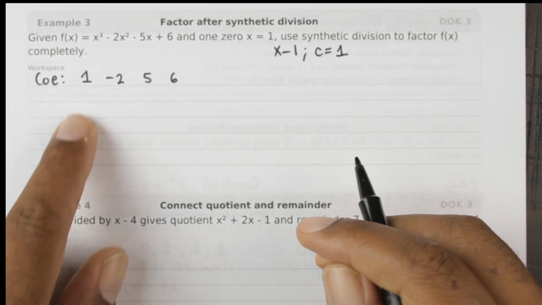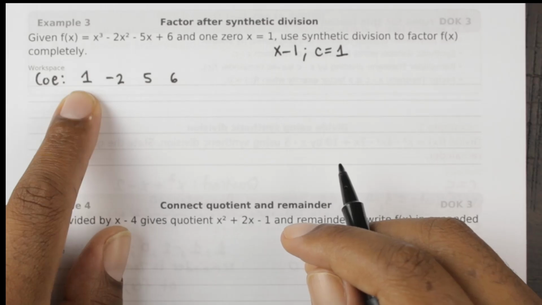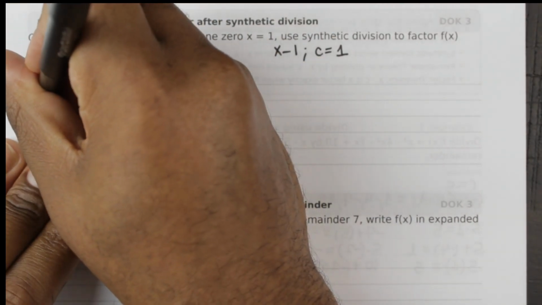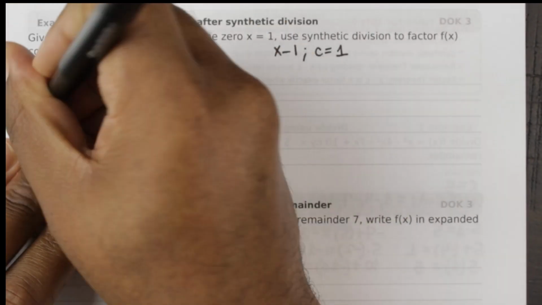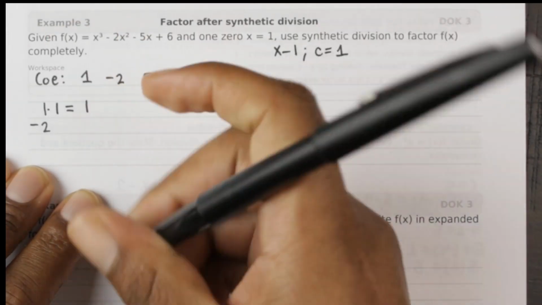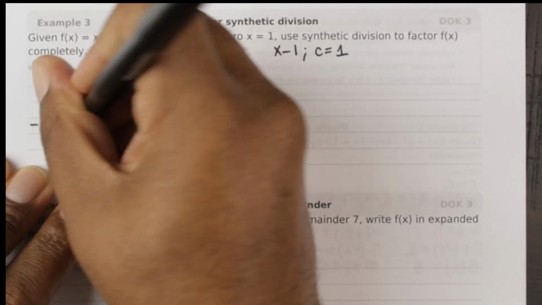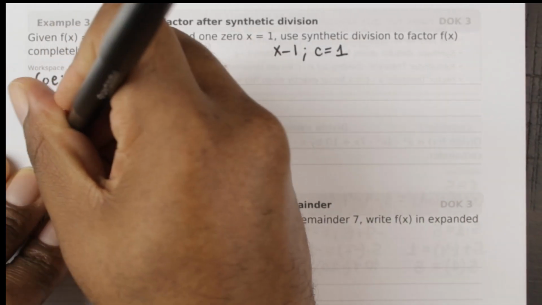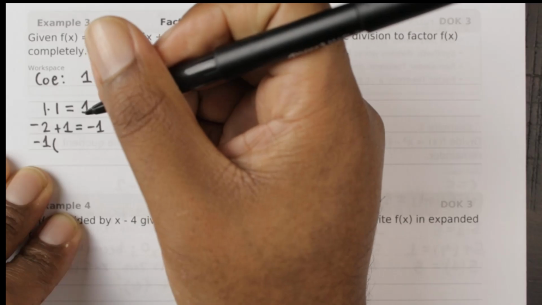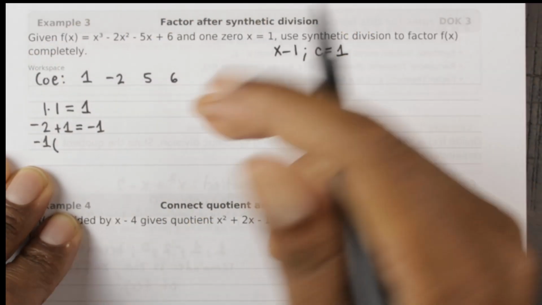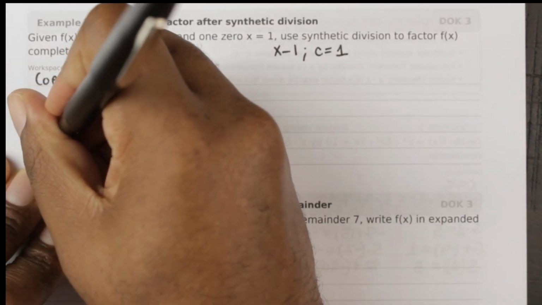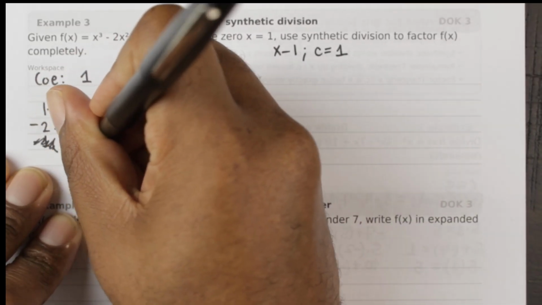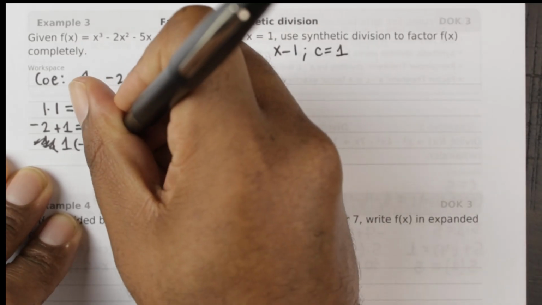So we want to bring down the first coefficient, which is 1. We're going to multiply and add. So first of all, 1 times 1, 1. Negative 2, I'm just moving along, negative 2, plus that 1, negative 1. We have negative 1 times 1, or excuse me, I should have written 1. So 1 times -1, down -1.